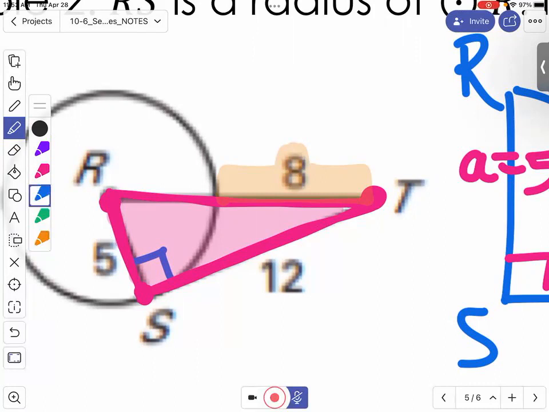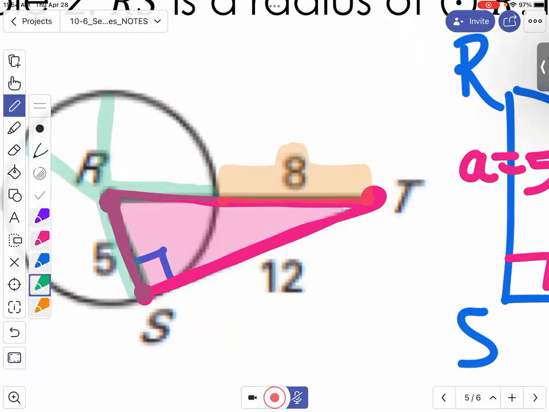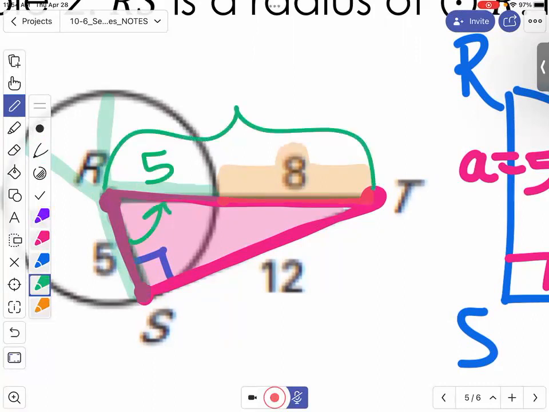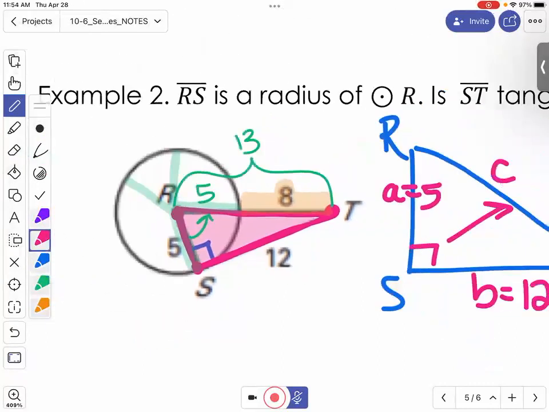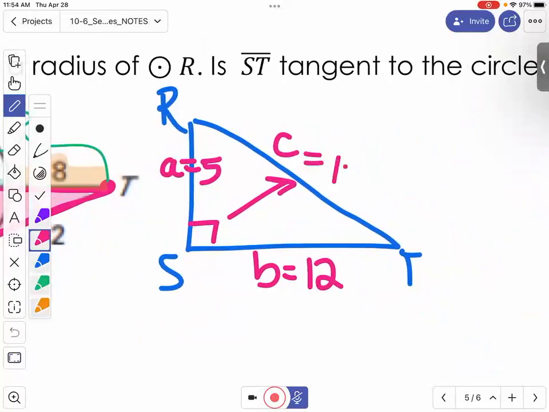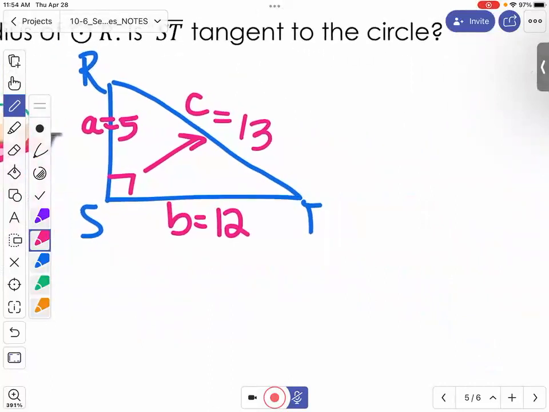But one of the things that we've mentioned in the past is, if I know the length of my radius, then I know how far it is to the outer edge. So if R to S is 5, any radius segment I draw in this circle would have to be a 5. So that means the other piece of my triangle that's inside the circle also has to be 5. So altogether, my side is 13. So there's my C side, a 5, a 12, and a 13 for the whole triangle.